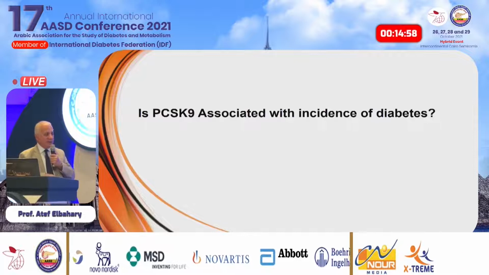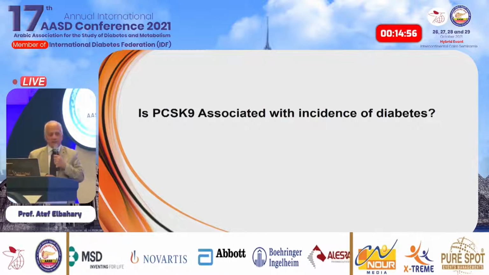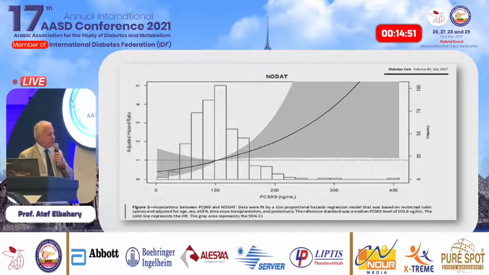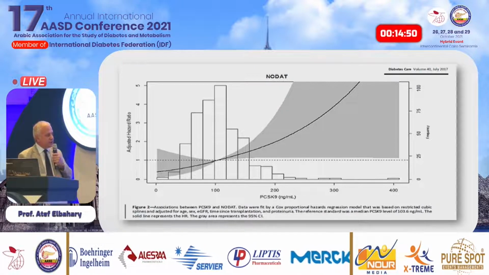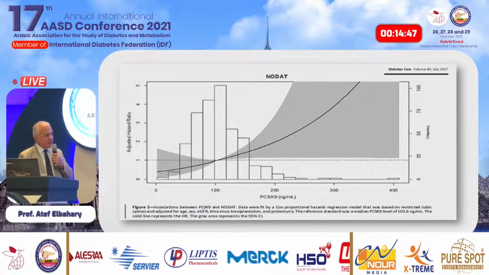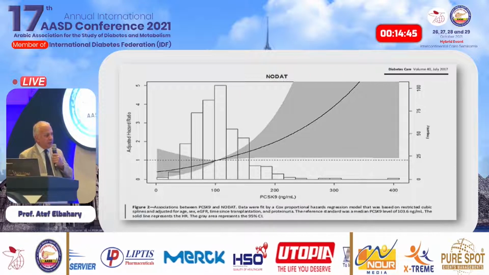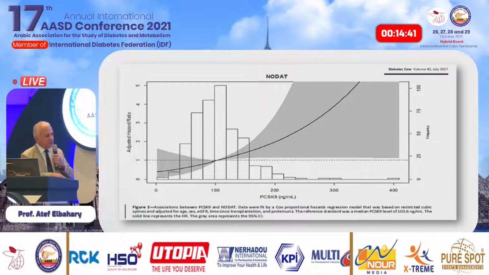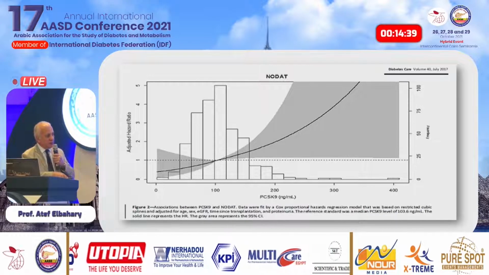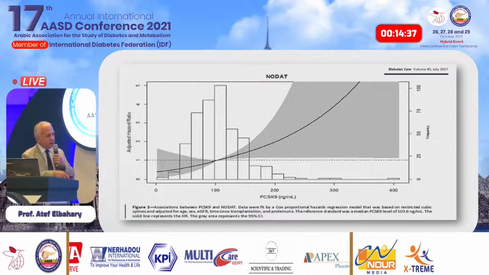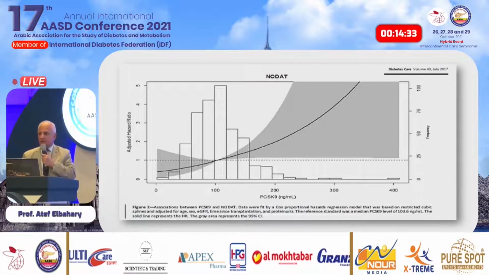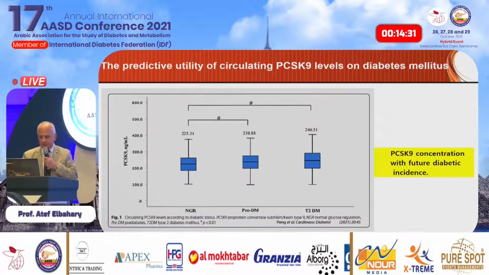Is Pcsk9 associated with incidence of diabetes? The answer is yes. Because if you see here, this is the adjusted hazard ratio, and this is the level of Pcsk9 in nanograms per milliliter measured by ELISA. We'll find that with the increase of nanograms per milliliter of Pcsk9, the new-onset diabetes is increased.